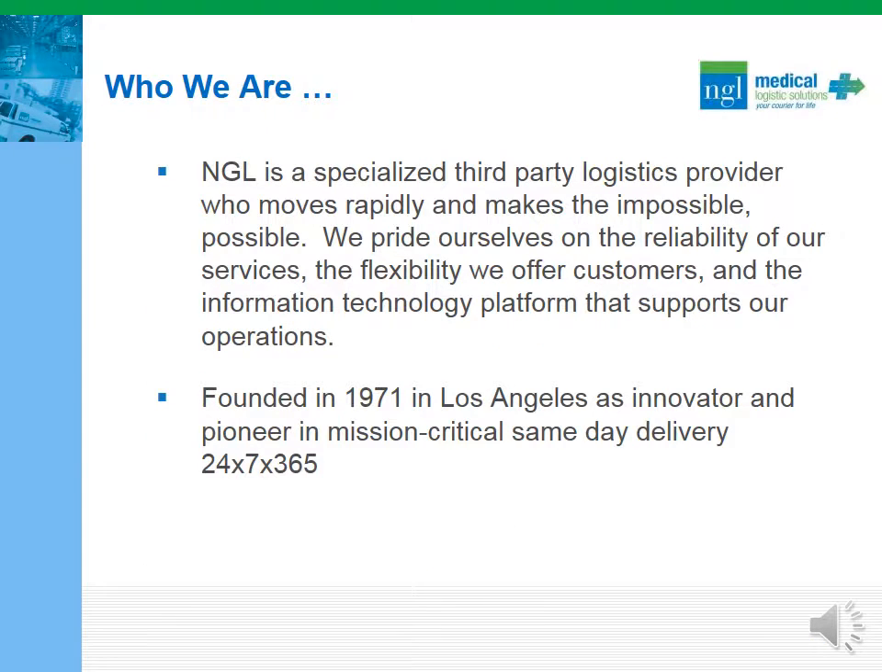Let's take a look at who we are. NGL is a specialized third-party logistics provider that moves packages rapidly and makes the impossible possible for their customers. We pride ourselves on the reliability of our service, the flexibility we can offer customers, and the information technology platform that supports all of our operations. We were founded in 1971 in Los Angeles, California, and our founder was really an innovator and a pioneer in what is called today mission-critical same-day delivery. We're available 24/7, 365.